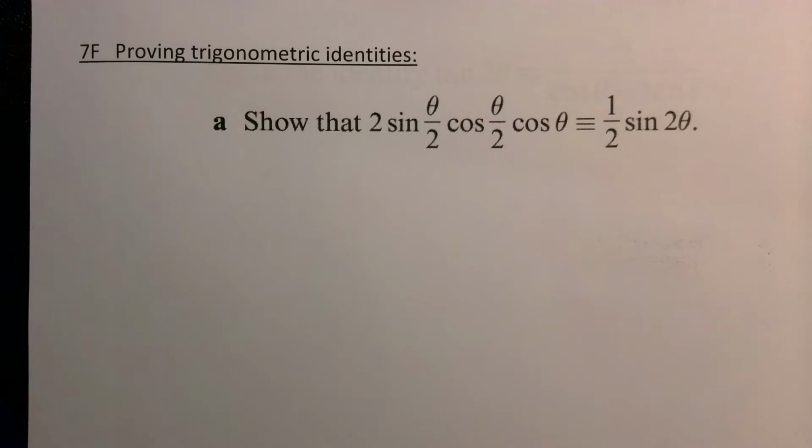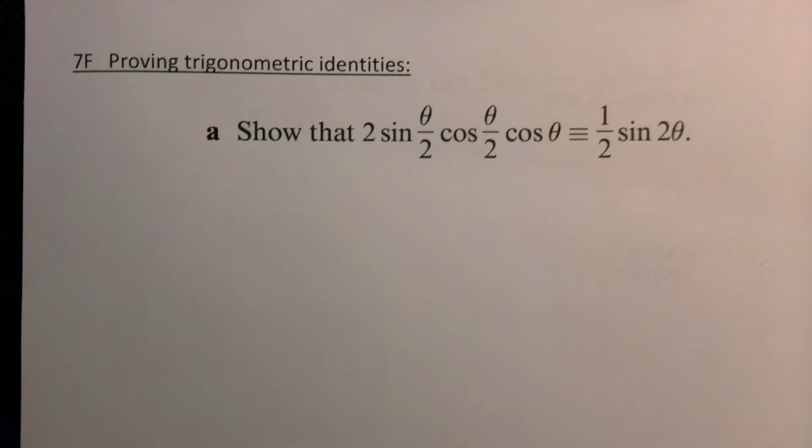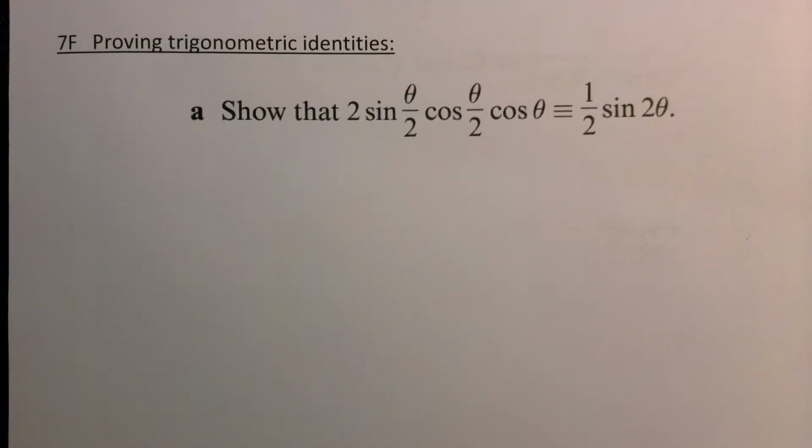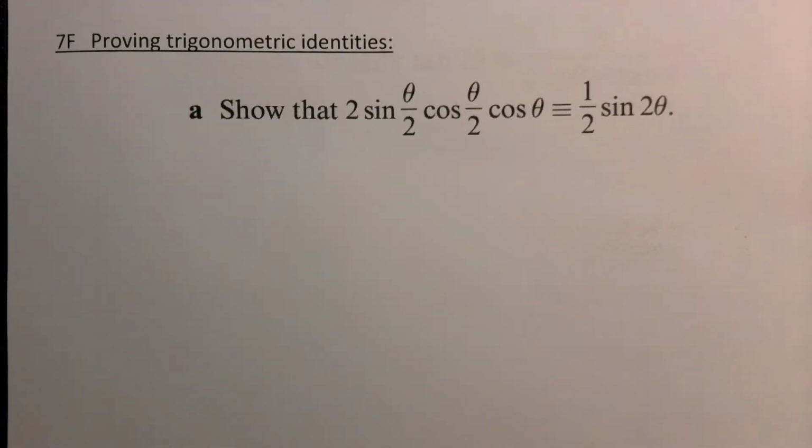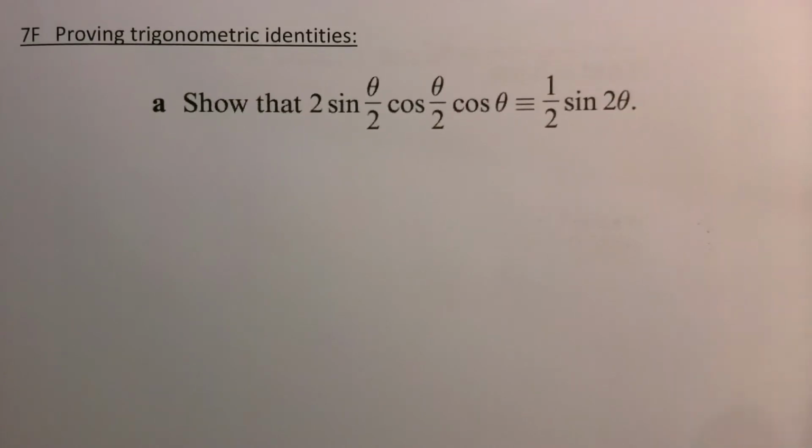Right, so we're getting towards the business end of trigonometric identities now, proving them. It's not that bad. All you've got to do is look for an identity that you know already and use that to show it's true.